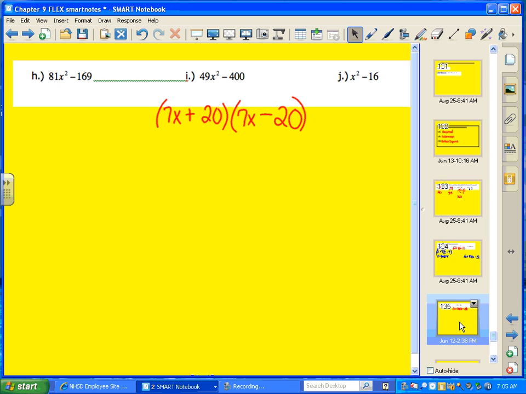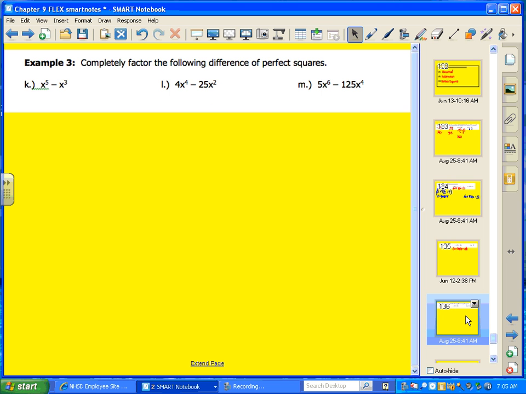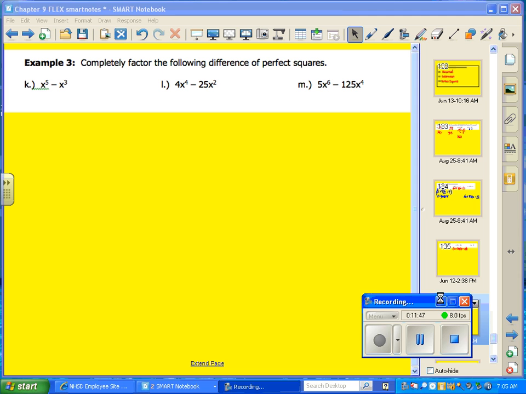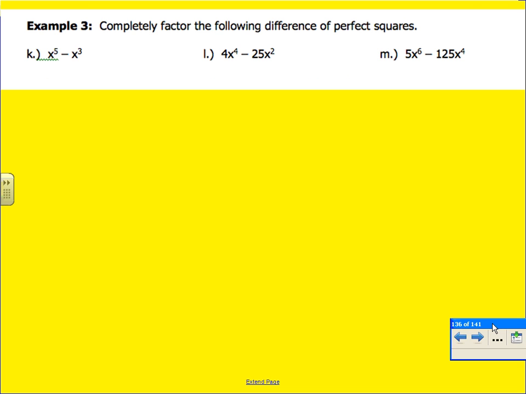Okay, let's go to example 3. Okay, example 3 is slightly different. We are still factoring completely by the difference of perfect squares method. However, when we ask ourselves if there's a GCF, these ones are going to have a greatest common factor. So the process is the exact same. You just need to make sure you are always asking yourself first, what is the GCF?